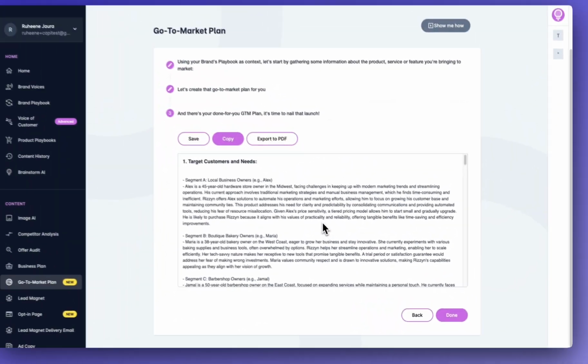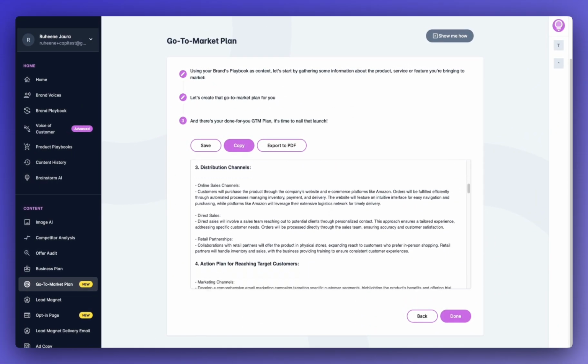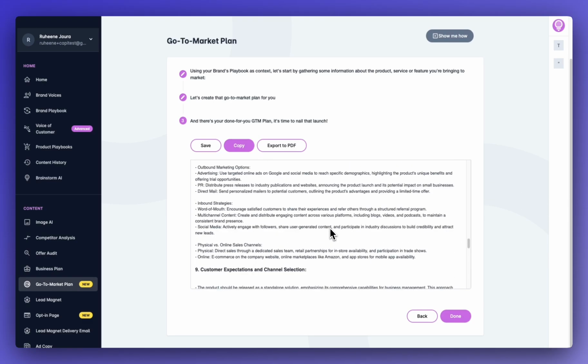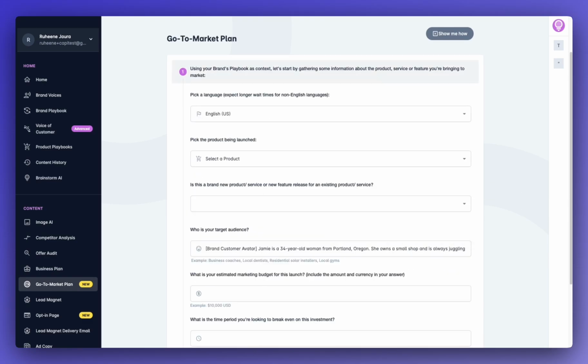So once you have all of that, go ahead and click on next. And there it is, your entire go-to-market plan all ready to be saved, copied over to a Google Doc, or exported to a PDF. All right, so go ahead, get in there, think about any new products or services that you're hoping to launch in the new year. Hopefully this is going to help you guys do exactly that.